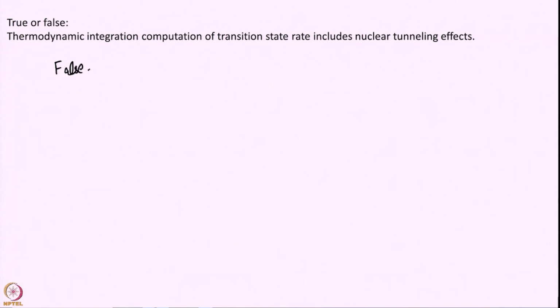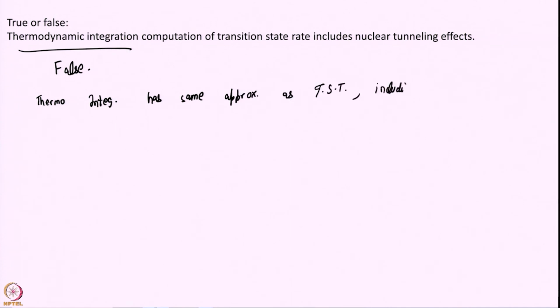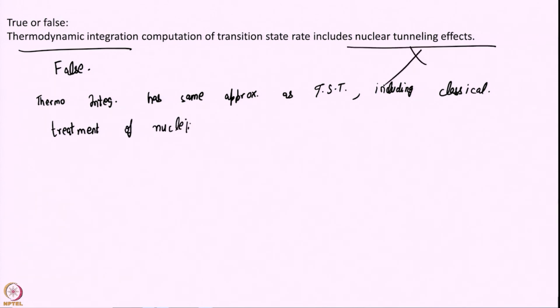Thermodynamic integration is still treating nuclei classically. Integration has the same approximations actually as transition state theory, including classical treatment of nuclei. So, nuclear tunneling effects are not included. All right.